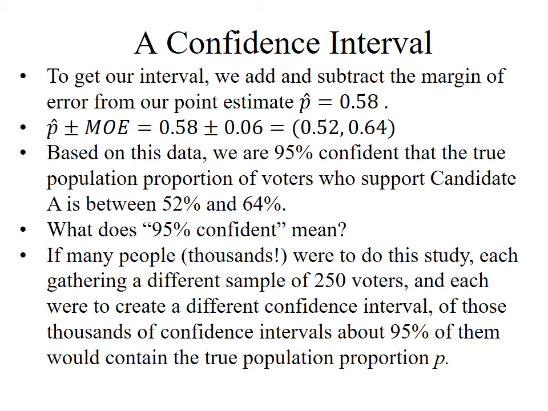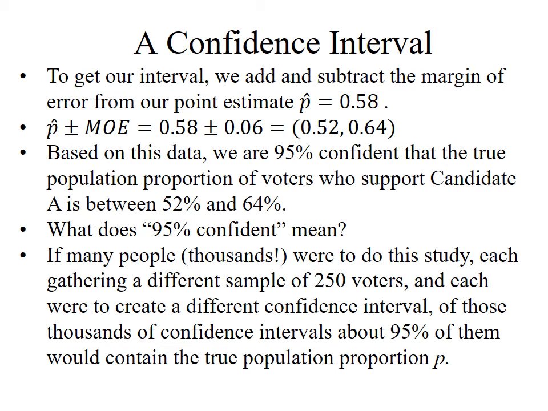If you want a little bit more detail, if you want to scratch deeper, well, what does that 95% confident really mean? On a deeper level, a probability and statistics level, what that means is if many thousands of people were to do this exact same study, each gathering a different sample of a different 250 voters, and each were to create their own different confidence interval, some of them are going to be higher than mine, some lower than mine. So I now have thousands and thousands of confidence intervals, done by thousands and thousands of people.